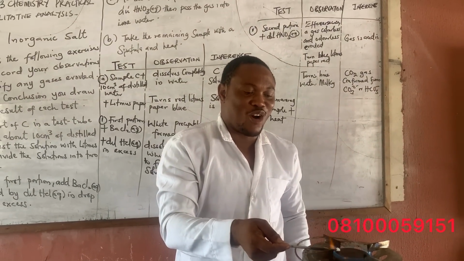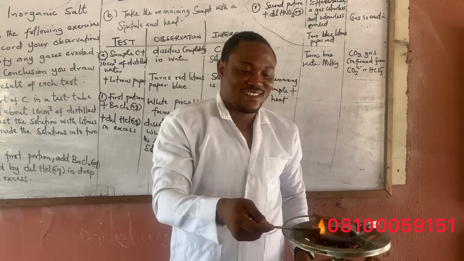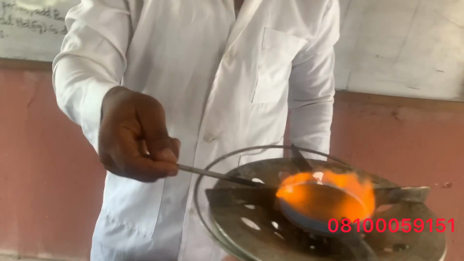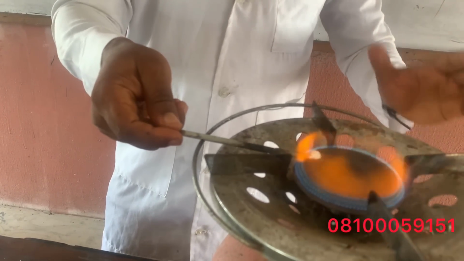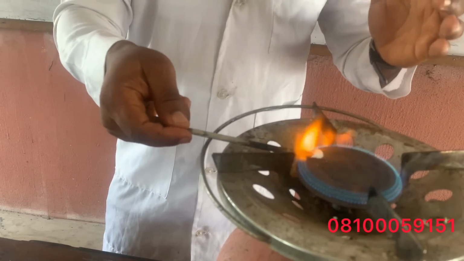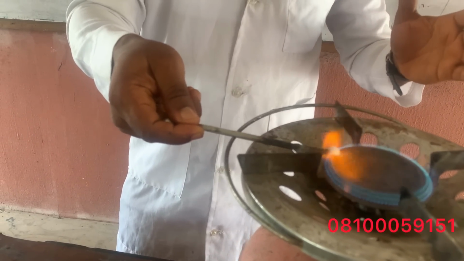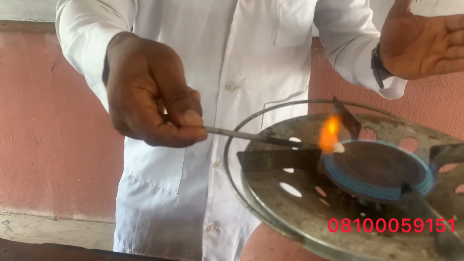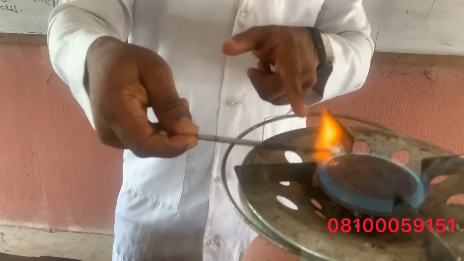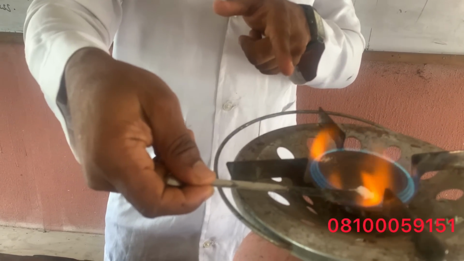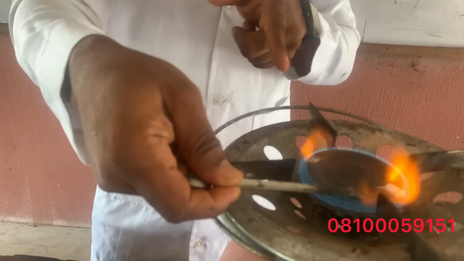You can see the golden yellow flame. Can you see the golden yellow flame? You can see the golden yellow flame, telling us that when we say golden yellow like this in a flame test, we know that is sodium ion. You can see the golden yellow here. If I put it here, can you see the golden flame?